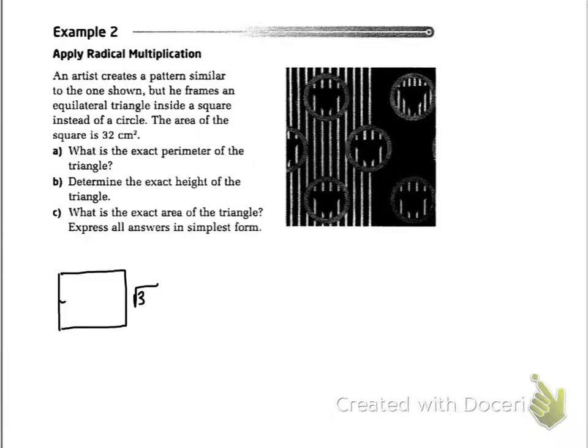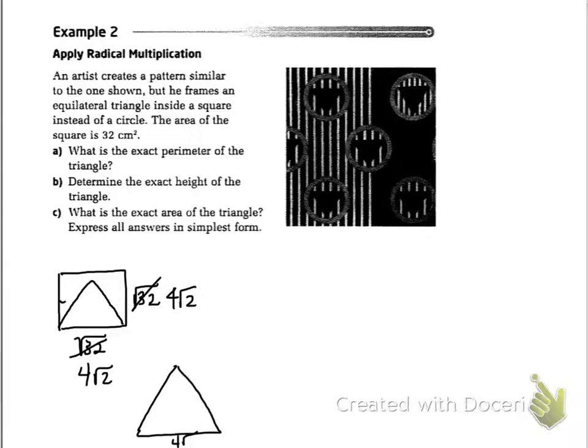We know that if the area is 32, the length and the width have to be root 32. Root 32 can be simplified to root 16 times root 2, which is simply 4 root 2. Now, if I drew a triangle inside of it, the base of the triangle is going to be 4 root 2, and all of the sides have to be 4 root 2.